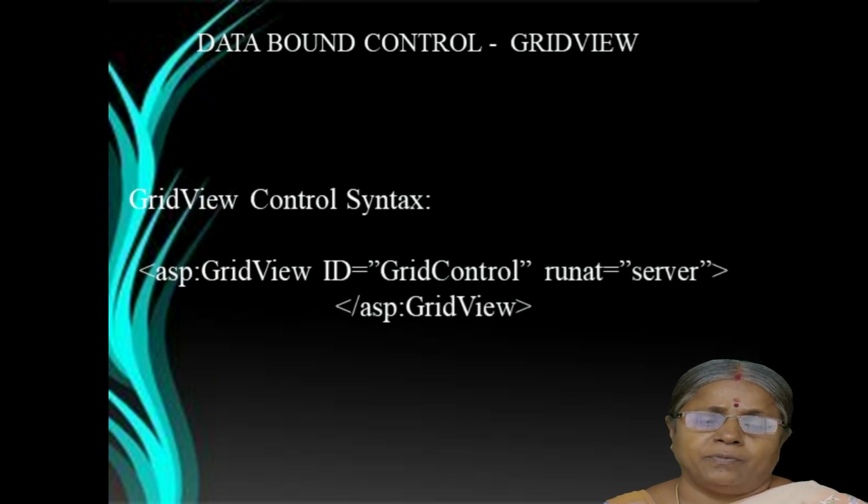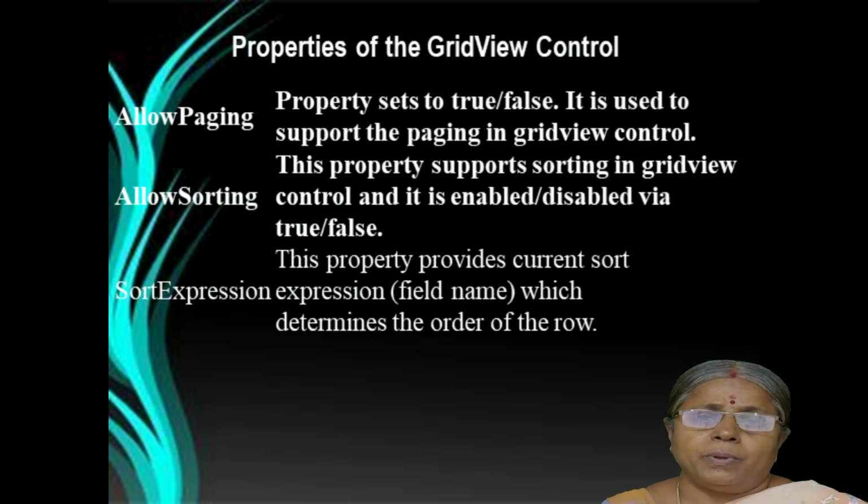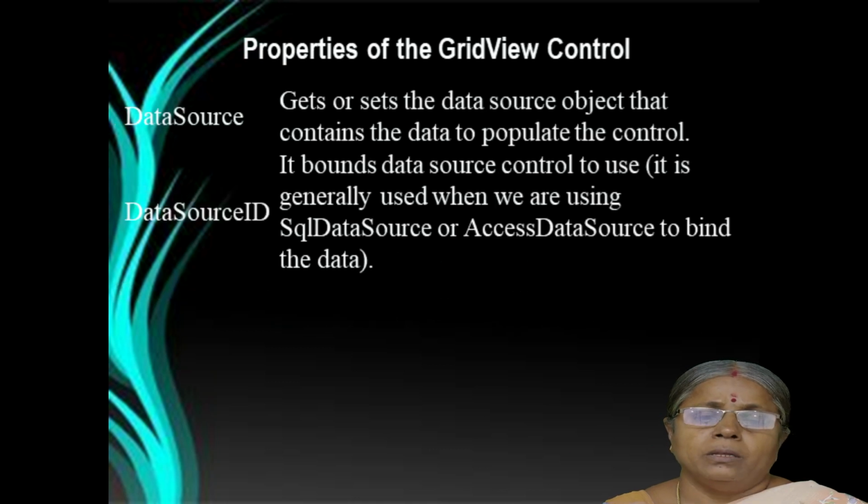The syntax for GridView control is asp:GridView, then specify the attributes: ID is equal to the name of the control, runat attribute having the value server. The properties used for GridView controls are AllowPaging. This property is set to true or false. It is used to support paging in the GridView control. Then the second one, AllowSorting. This property supports sorting in a GridView control, enabled or disabled via a true or false value. SortExpression. This property provides the current sort expression or field name which determines the order of the rows. DataSource.